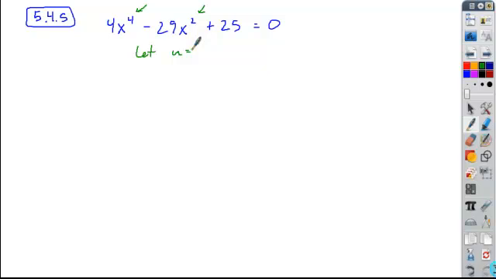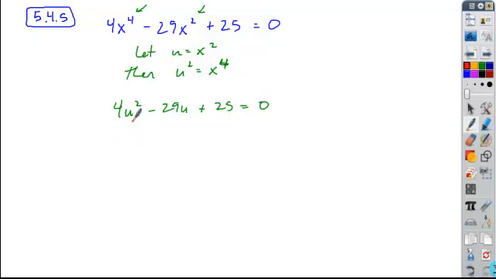So if we let u equal the smaller power, so x squared, then that means that u squared is going to be x squared squared, or x to the fourth. And so by substituting these values in, we get 4u squared minus 29u plus 25 is equal to 0. And so we now have a quadratic equation that we can solve.